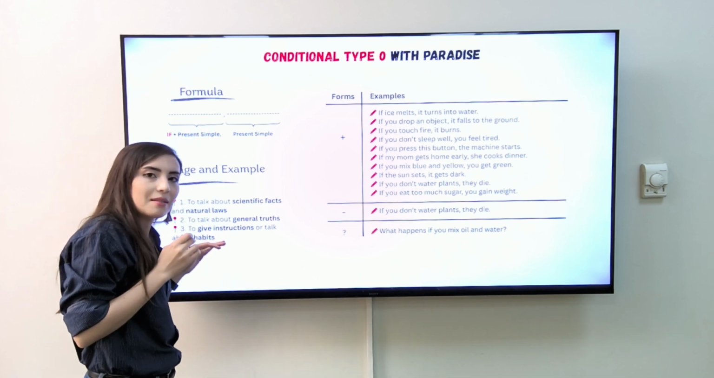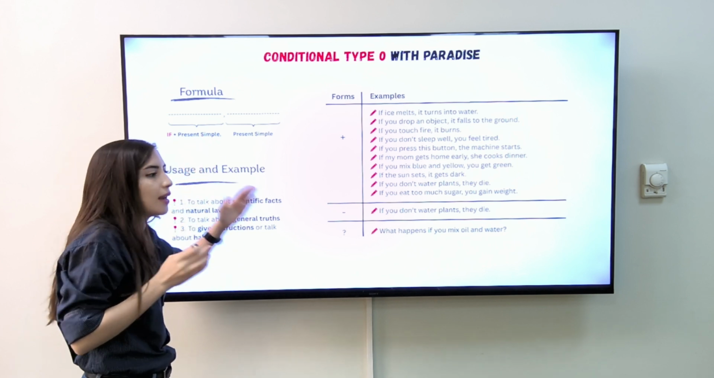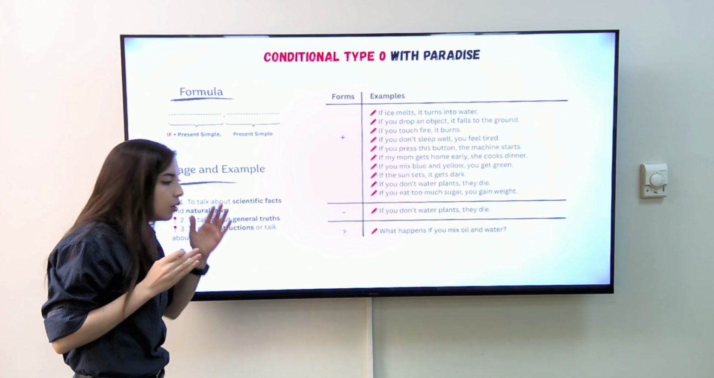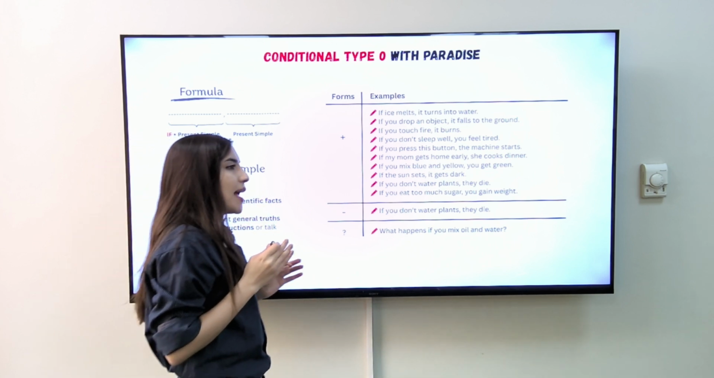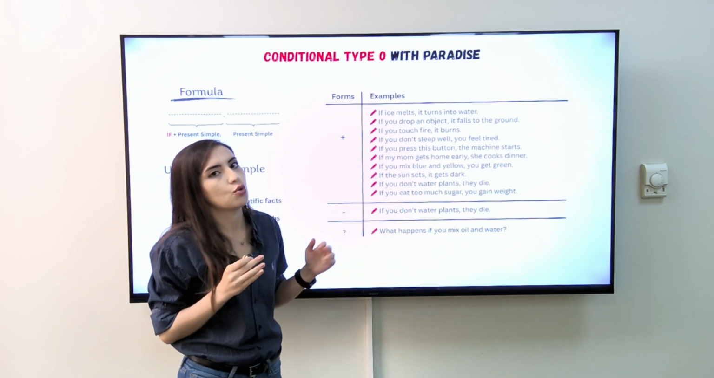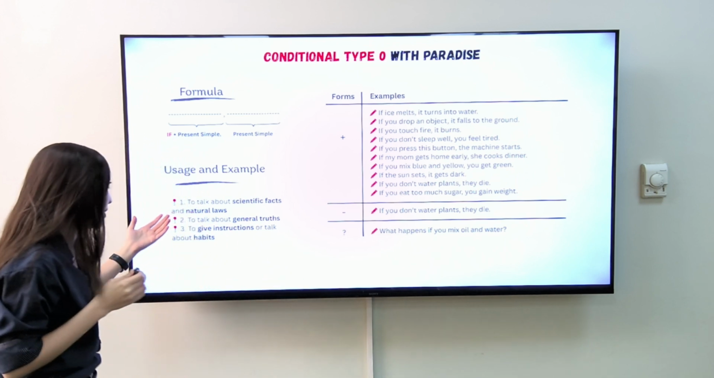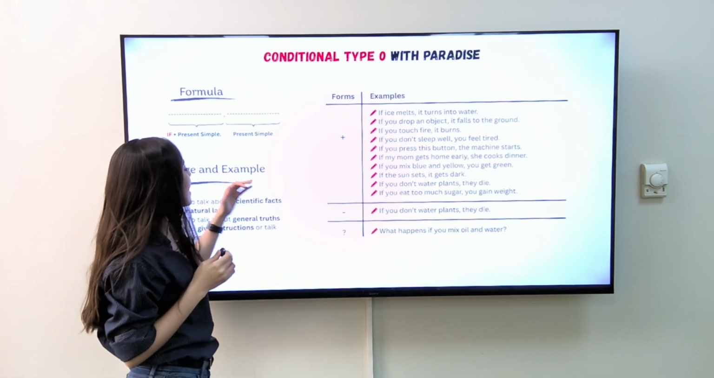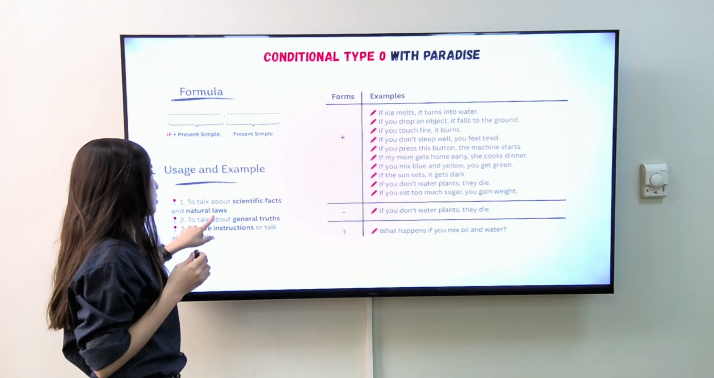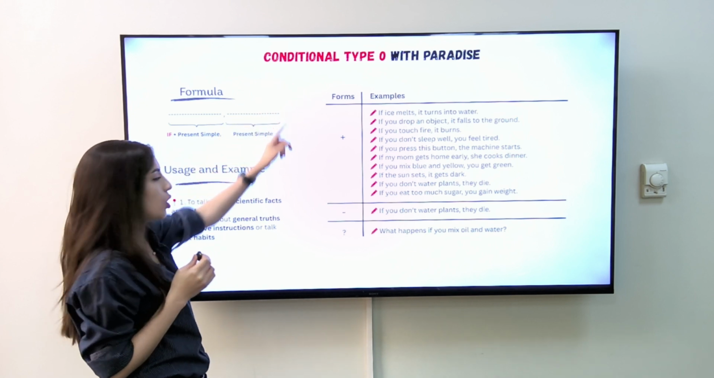As we already imagined, you have present simple, so it should be within the tense of present simple. When do we use present simple? We use present simple for general facts, for general truth, for habits, for giving instructions. These were the points where we use present simple. We can see it in here: to talk about scientific facts and natural laws. So in this case, we use type 0 conditional.